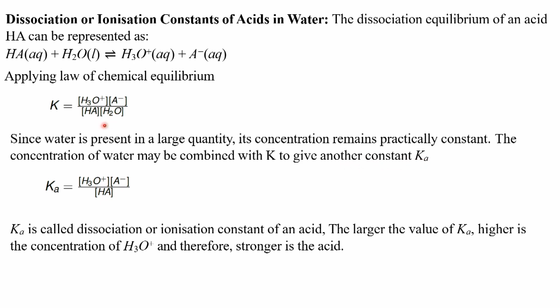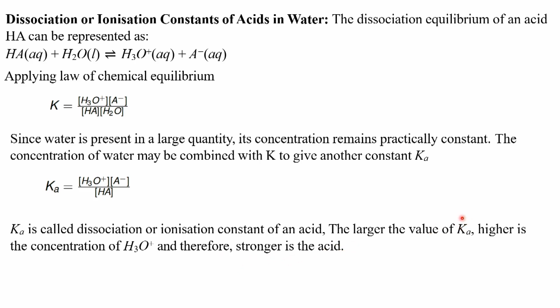So if we take H2O this side and then multiply with K, we get Ka. So Ka is called the dissociation or ionization constant of an acid. Ka is the concentration of H3O+ times the concentration of A- divided by the concentration of HA. The larger the value of Ka, the higher the concentration of H3O+, and hence the stronger the acid.